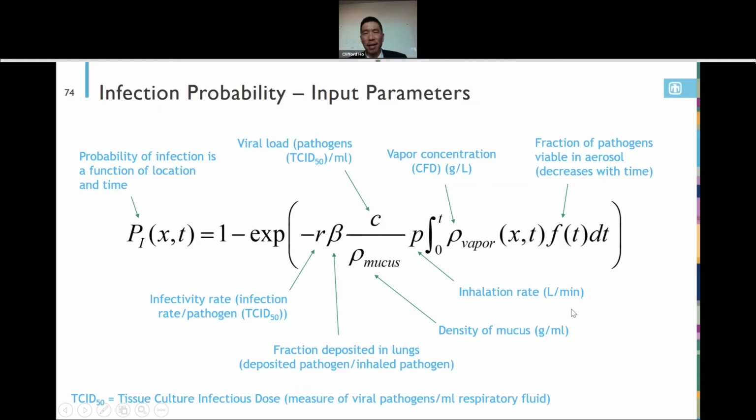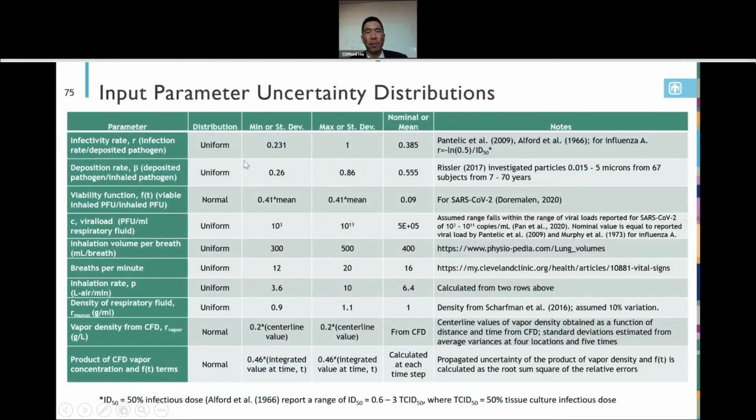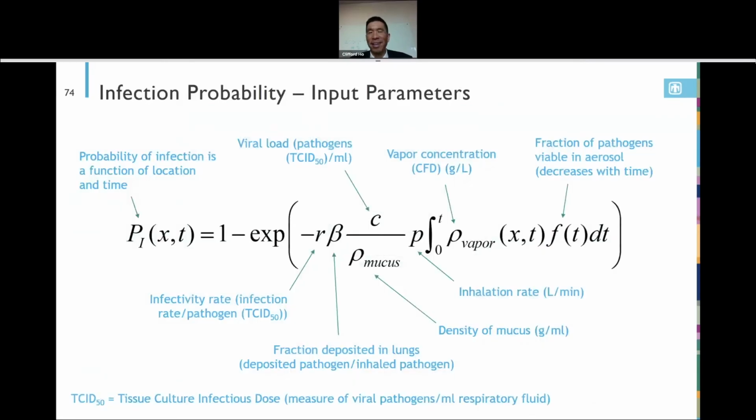All this was considered. I took information from the literature that I could find. A lot of the information wasn't available for SARS-CoV-2, but I used relevant information as much as I could. And I plugged that all into that model of probability of infection. Ultimately, with the concentrations from the CFD model, the computational fluid dynamics model, for all the different scenarios investigated, that was plugged into that exponential, integral equation, and I was able to calculate a probability of infection.